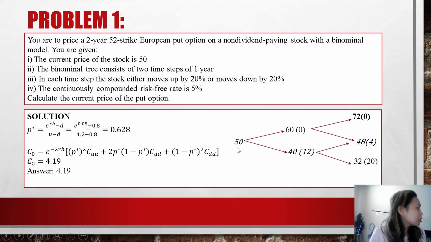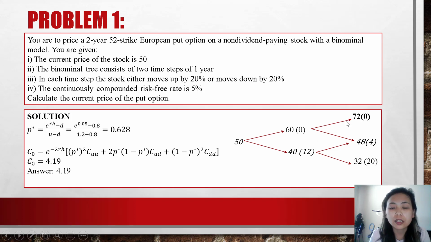50 is the current stock price. So after a year, it can be either 60 or 40. If the stock price is 60, then the payoff should be 0, because for a put option, the payoff is K minus ST, taking the positive part. When we take the strike 52 and subtract 60, we have a negative number, so the payoff is 0. For the lower node, we got 40, so we take 52 minus 40, which is 12.